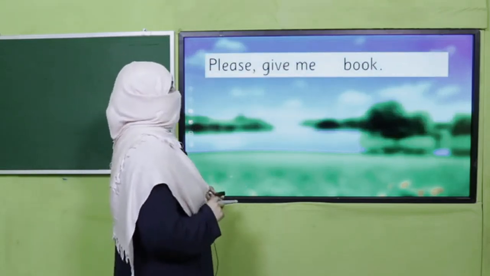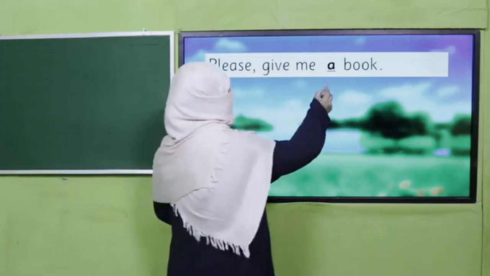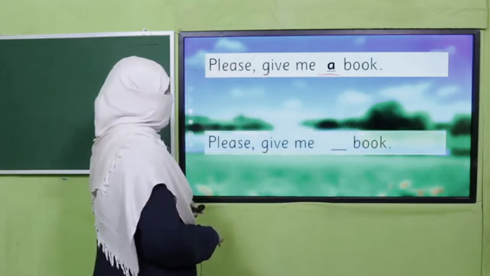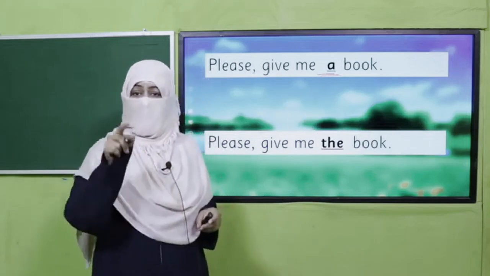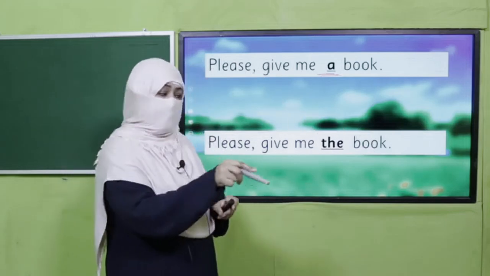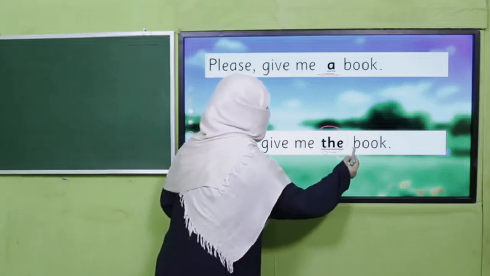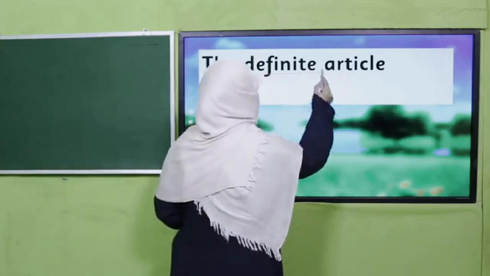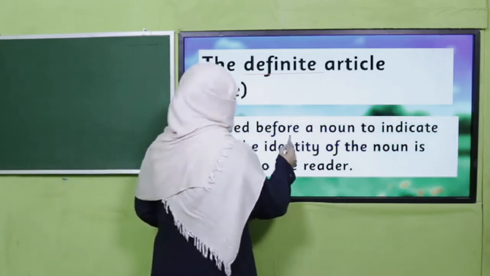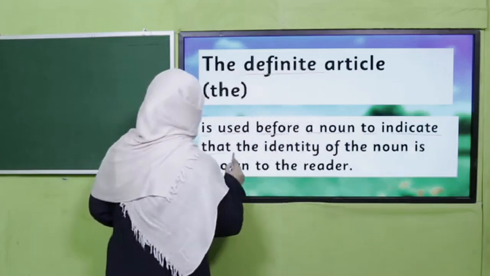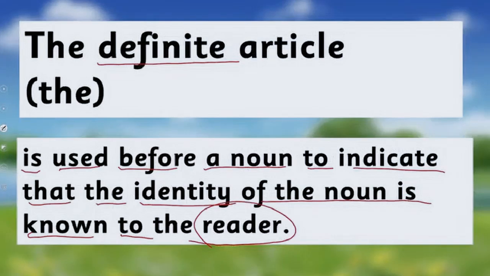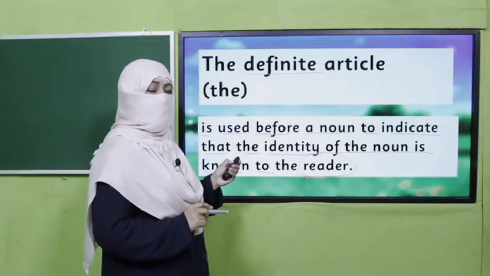If I say, please give me a book, I told you a is an indefinite article, it means any book. You may give any book. But if I say, please give me the book, it means maybe I'm pointing to a book, maybe I'm referring to a book. So this the, when we use it with a noun, it becomes a specific noun. That's why we say it's a definite article, and it is used before a noun to indicate that the identity of the noun is known to the reader or to the listener. This is one of the uses we have already studied. There are more uses of the which I'm going to teach you today.